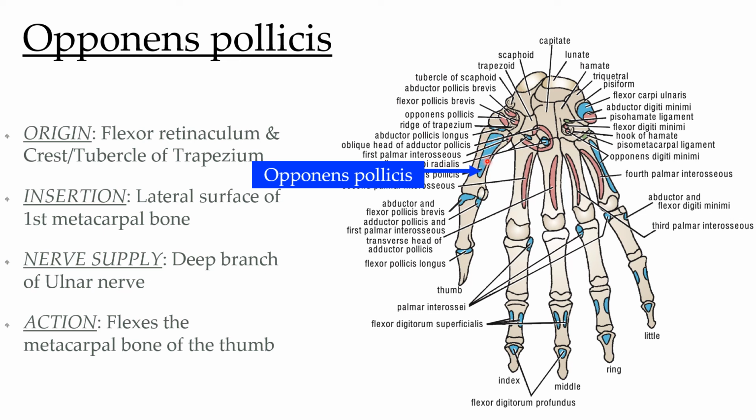This muscle, opponens pollicis, is responsible for bringing about flexion and medial rotation of the first metacarpal bone. Thereby, it helps opposition of the thumb, to bring the thumb in contact with the semi-flexed pulp of the other fingers.